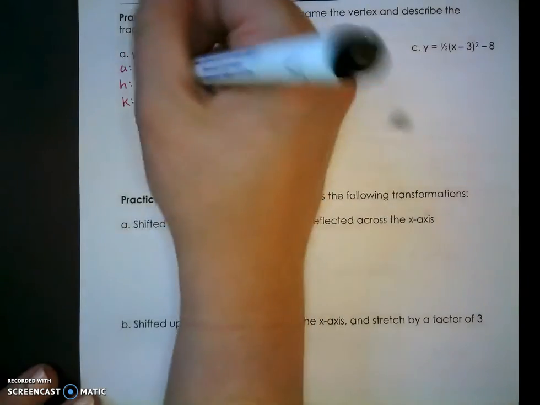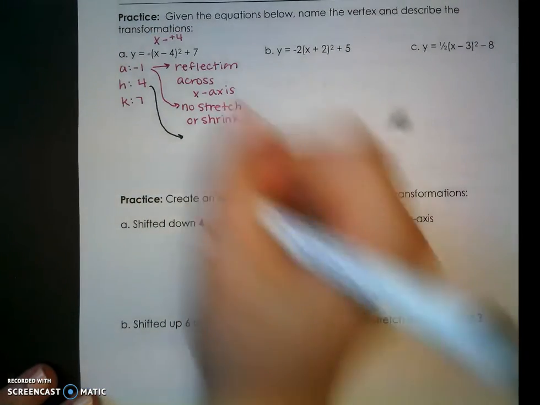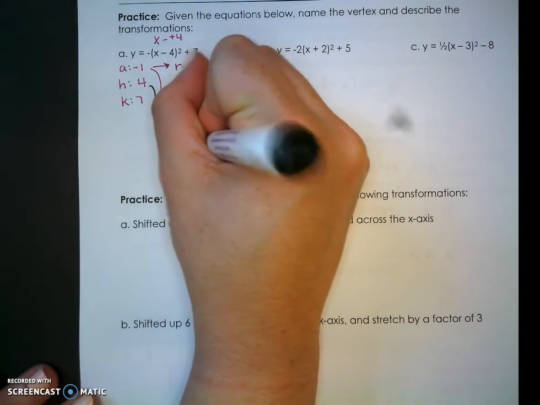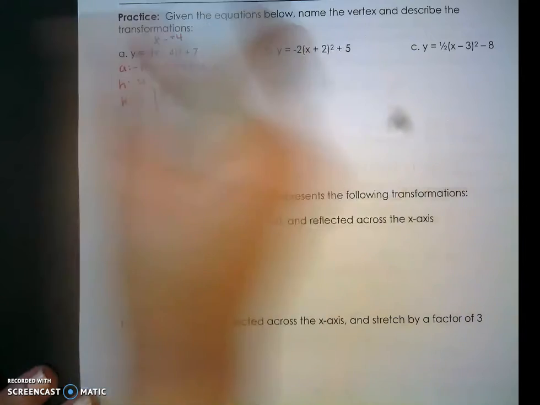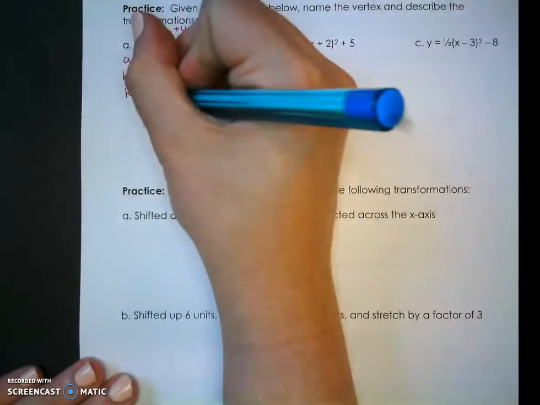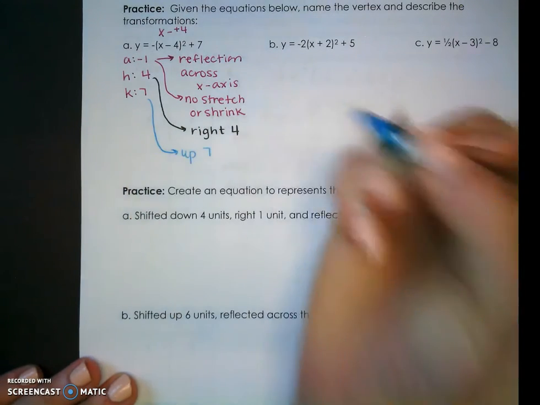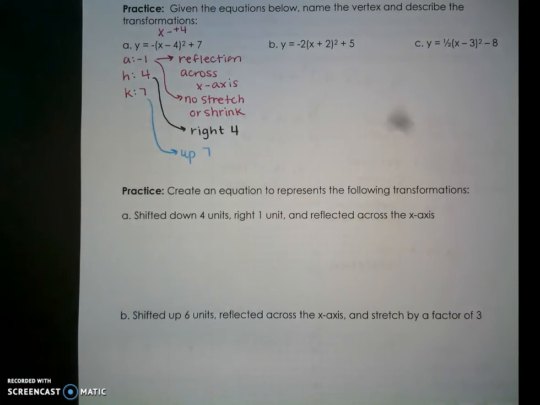Since my H is positive 4, that tells me that we are going right 4. You also might see things like shift right 4, translate right 4, move right 4. Any of those wordings are fine. And our K is a positive 7, which tells us that we are going up 7. So again, you could say shift up 7, translate up 7, however you want to word it.